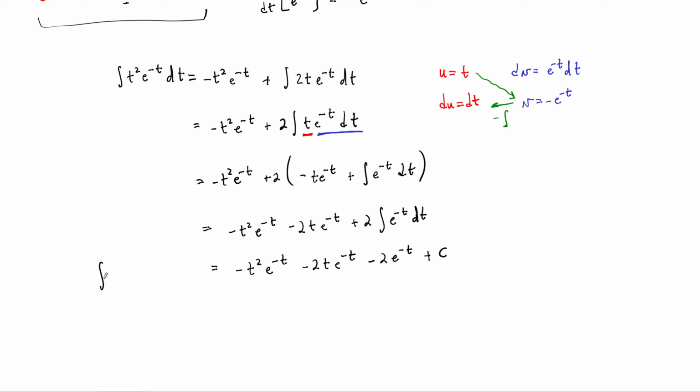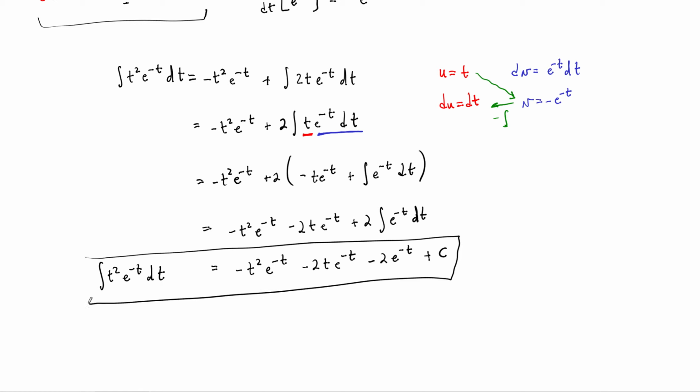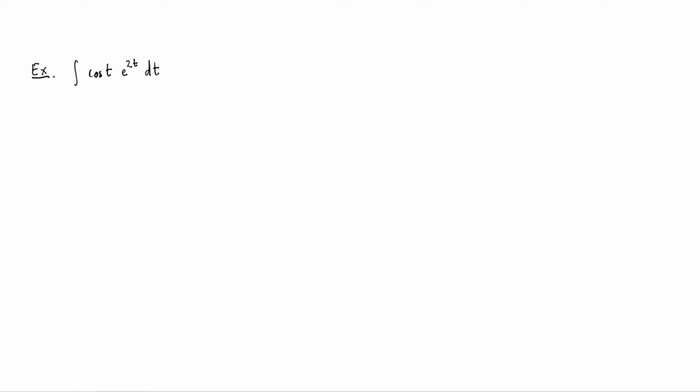And that's the integral of t squared e to the minus t dt, the antiderivative, I should say, by applying the integration by parts formula. Okay, I have one more example. This one's similar, but just different enough. This one is cosine t e to the 2t.